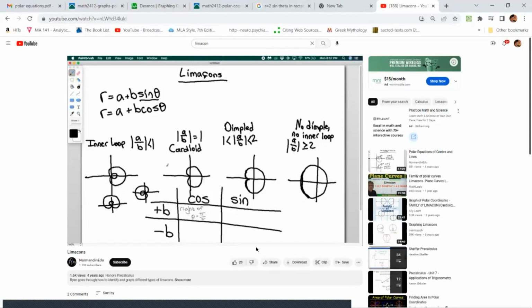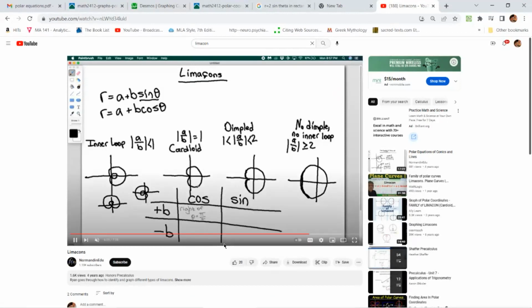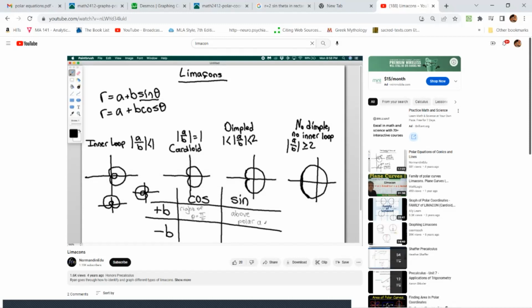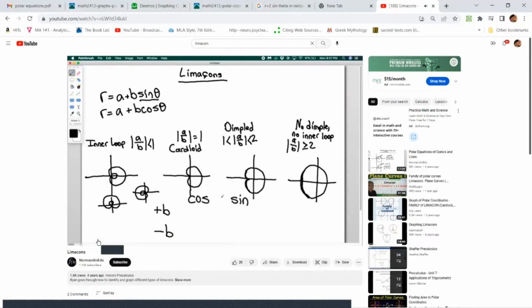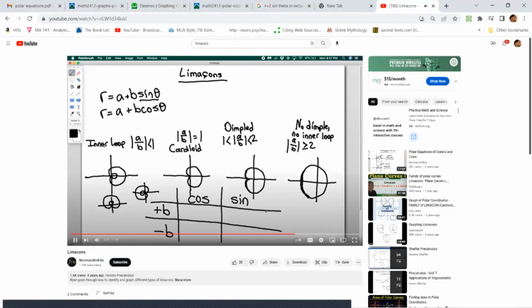Plus B cosine, and it's pi halves. Plus B sine, it's got to be above the curve, right? So let me go back here and let me have cosine, or we can have sine. Wow, my lines are perfect. So he's showing you the four combinations of A plus B sine and A plus B cosine.